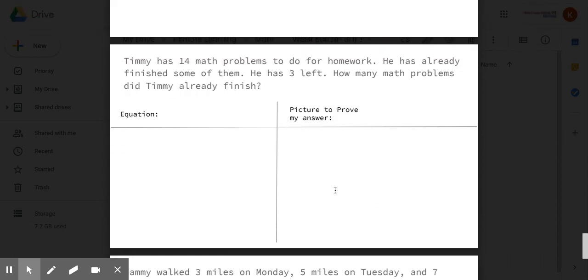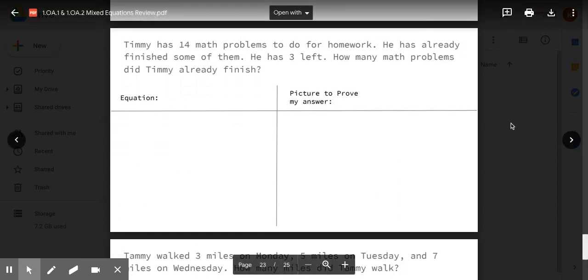Alrighty. This is an I do, so I'm going to read the problem, write an equation to match my problem, and then draw a picture to prove my answer. Timmy has 14 math problems to do for homework. He has already finished some of them. He has 3 left. How many math problems did Timmy already finish?